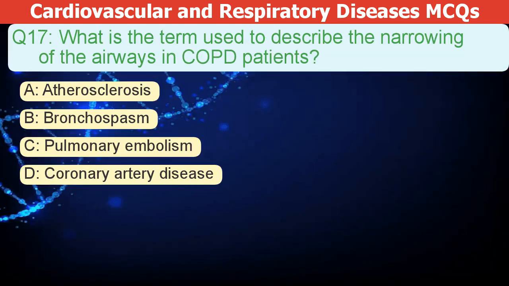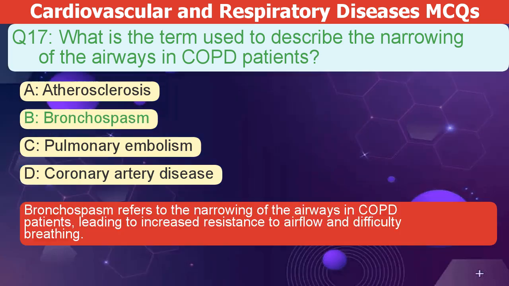What is the term used to describe the narrowing of the airways in COPD patients? A. Atherosclerosis. B. Bronchospasm. C. Pulmonary embolism. D. Coronary artery disease. The correct answer is B. Bronchospasm refers to the narrowing of the airways in COPD patients, leading to increased airflow resistance and difficulty breathing.